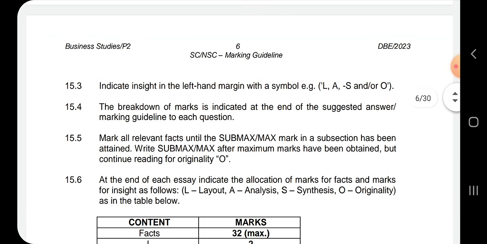Indicate insight in the left-hand margin. The breakdown of marks is indicated at the end of the suggestion. This one is for the people who are marking.